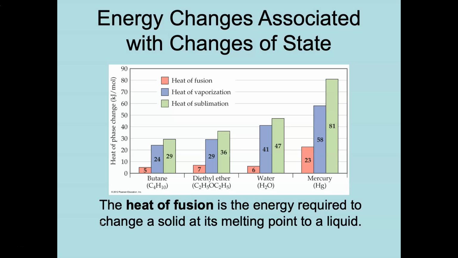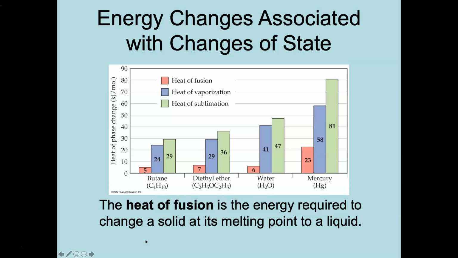First, we're going to talk about the energy changes that can be associated with different changes of state. The first is going to be the heat of fusion. This is the amount of energy, think joules or kilojoules per mole, that is required to change a solid at its melting point to a liquid. So this is the amount of energy that has to be put in for the phase change itself to occur at that particular point.